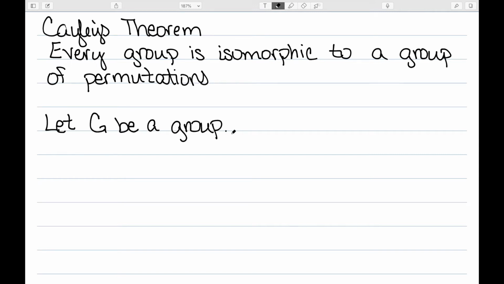Let's let G be a group. We want to show it's isomorphic to a group of permutations. The first question may be, what group of permutations is this isomorphic to? What are we permuting? What set do we have our permutations on? Well, as of right now, the only real set that I have is G. So I'm going to look at permutations of my set G.